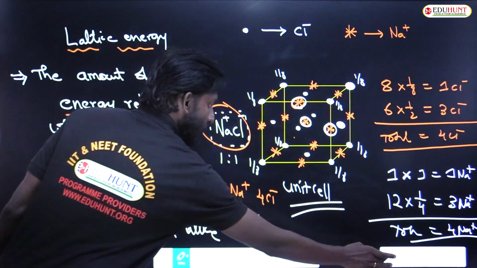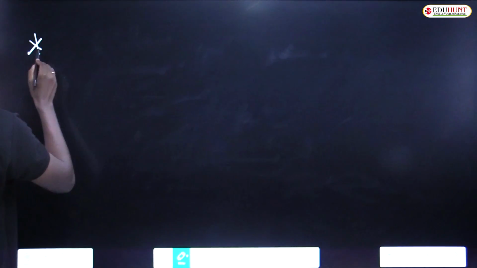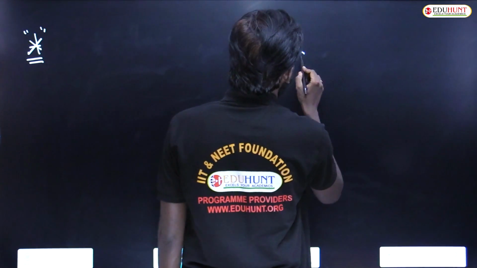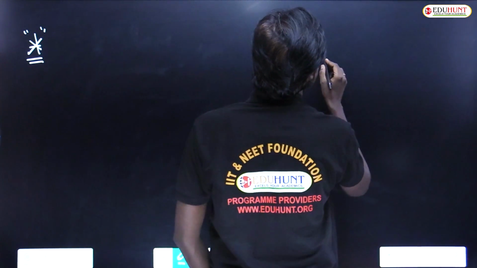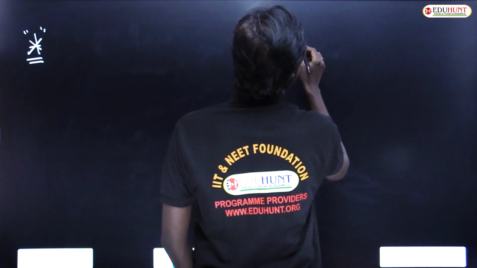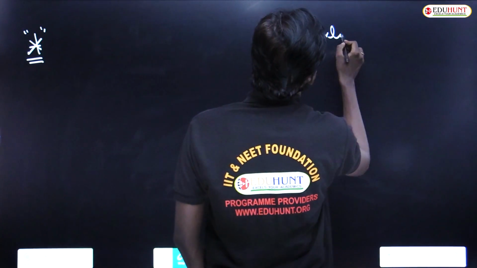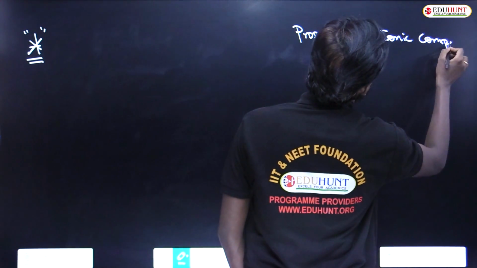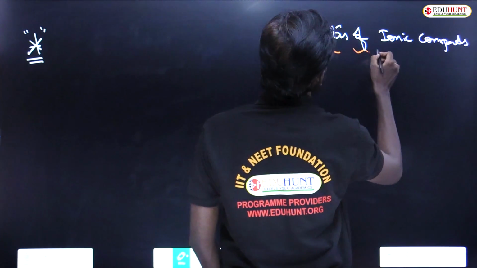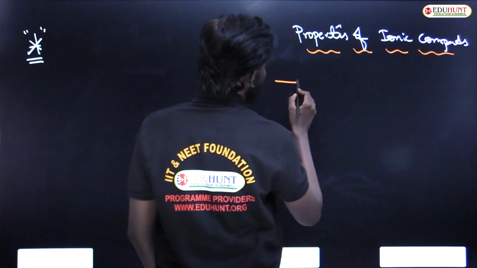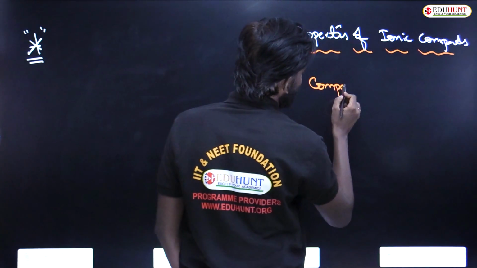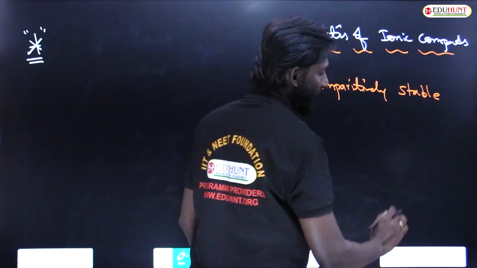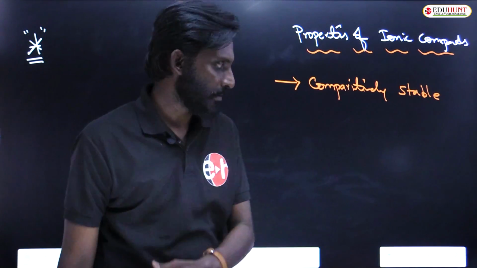Okay. Yes. Now, like this, if an ionic bond is formed, ionic compounds have some properties. Properties of ionic compounds. Ionic compounds are generally comparatively stable. Comparatively means compared to covalent compounds, they are stable.